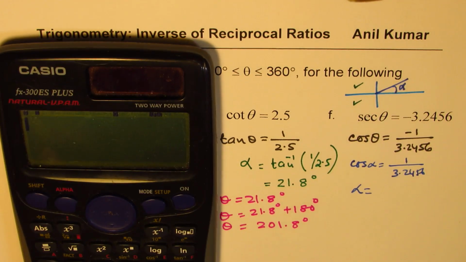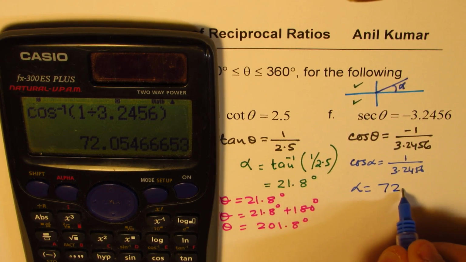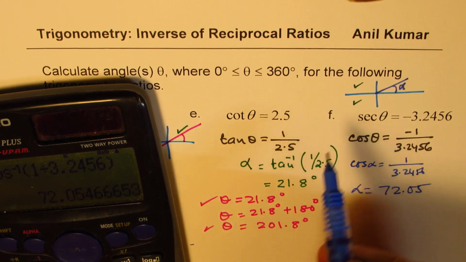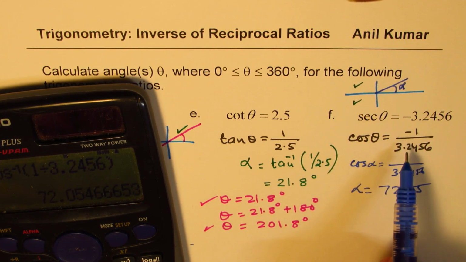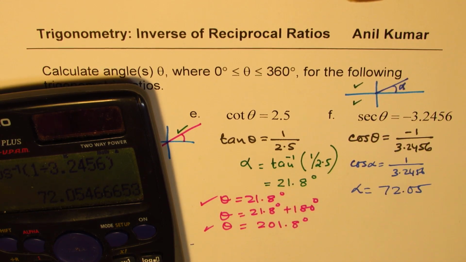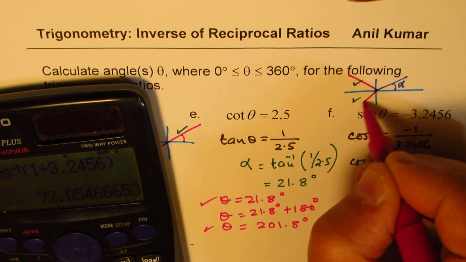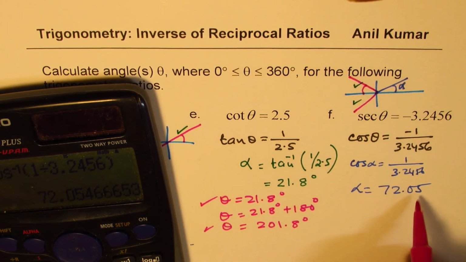Let's find the value of alpha, which is cos inverse of this. Again, shift cos inverse 1 divided by 3.2456 bracket close equal to. Now that gives us an angle of 72.05. Okay, so this is the acute angle. We are really interested in the negative value, right? So that means the two solutions for us should be what? One in quadrant 2, the other one in quadrant 3, where the angle alpha is 72.05.